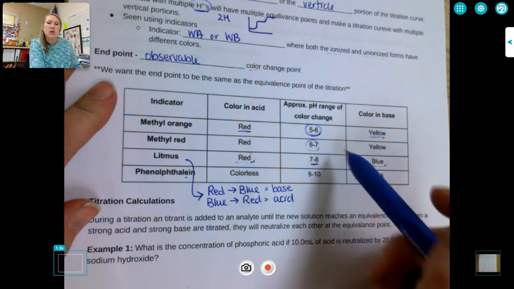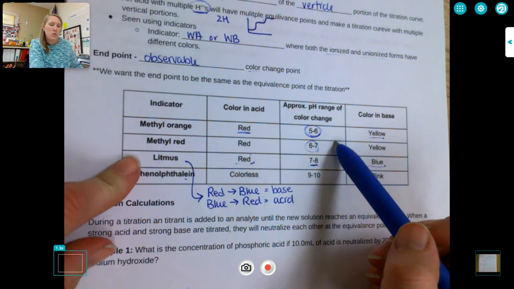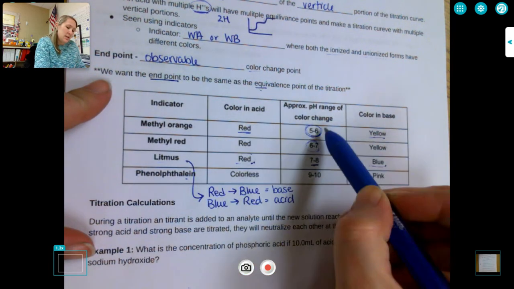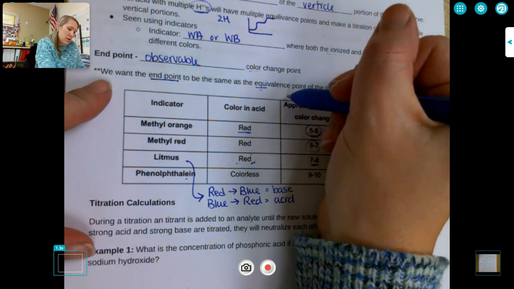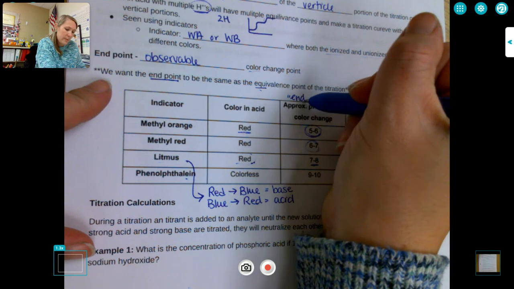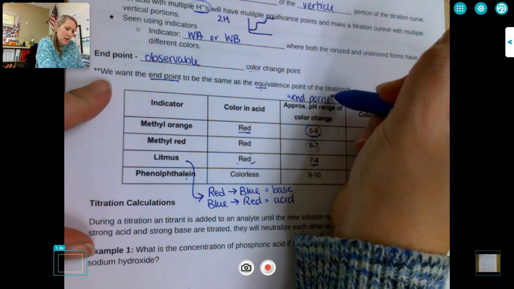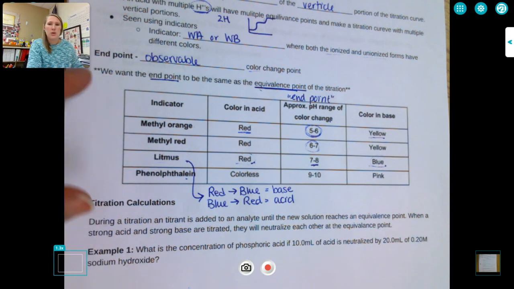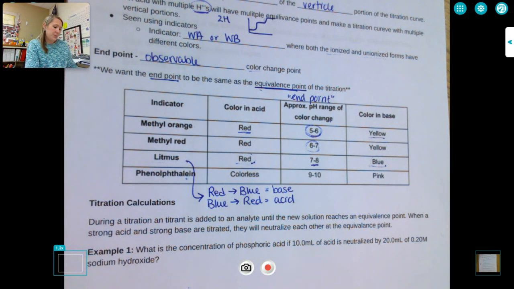When we're trying to determine what indicator we want to use, we want to choose the indicator that has an endpoint, which is the pH color change. This is our endpoint. We want that to be about the same as our equivalence point. That way we know that that's where that vertical line should be in our curves.